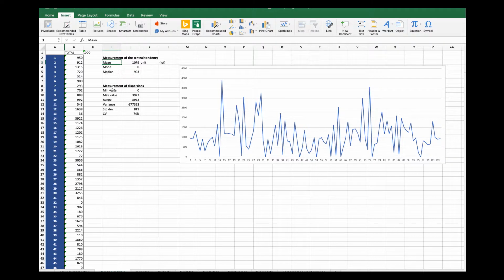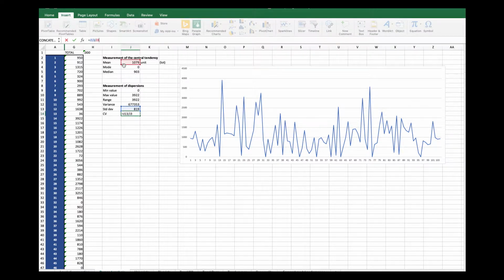So mean, mode, median, minimum value, maximum value, range, variance, standard deviation, and coefficient of variation. Again, for the mean, you have simply the function average. For the mode, which is the most recurrent value, you type mode. For the median, you type the command median, so the value around which the series is centered. Minimum value, the function min. Then you have max value, then you have the range, which is the difference between the maximum and the minimum, the variance, the standard deviation, and the coefficient of variation, which is the ratio between the standard deviation and the mean.